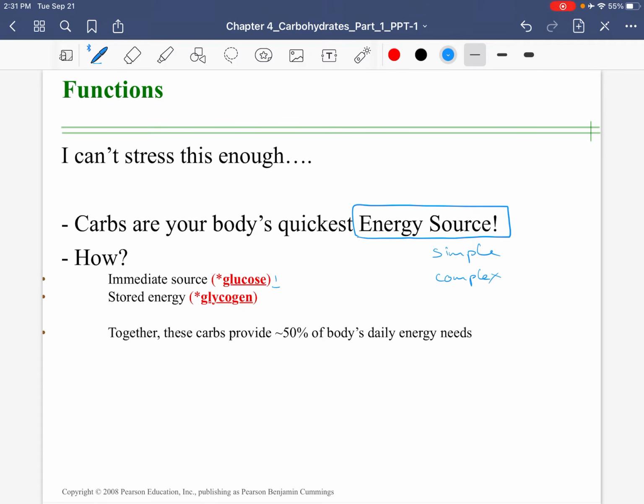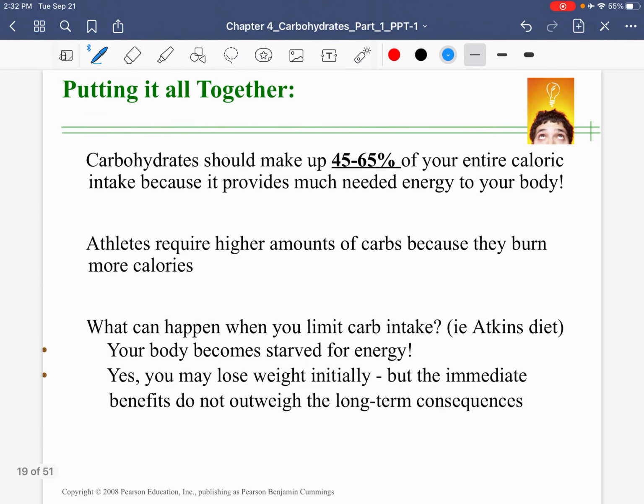But within carbohydrates, the immediate is going to be glucose. It's what our cells go to absolutely first. But we can also break down that glycogen back into glucose. You can see I have a number here. You don't have to know it, but I'm just saying, typically on an everyday basis, about half of our total energy comes from carbohydrates.